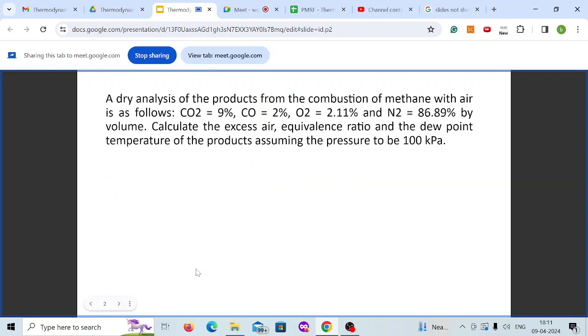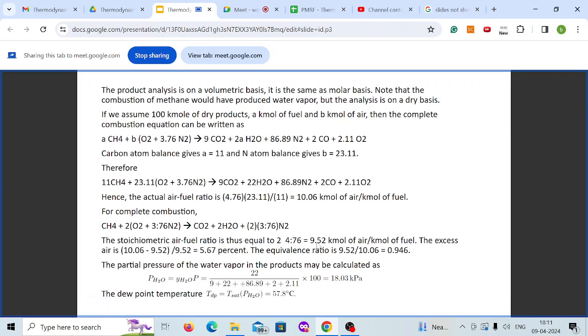Next is to find out the equivalence ratio. Equivalence ratio is nothing but your stoichiometric air fuel ratio divided by your actual air fuel ratio, mass of air by mass of fuel. So that gives you 9.52, which is the stoichiometric air fuel ratio, divided by your actual air fuel ratio, which is 10.06. This gives you 0.946.